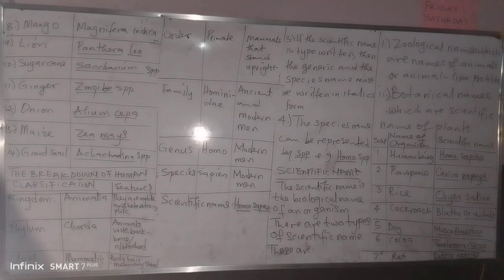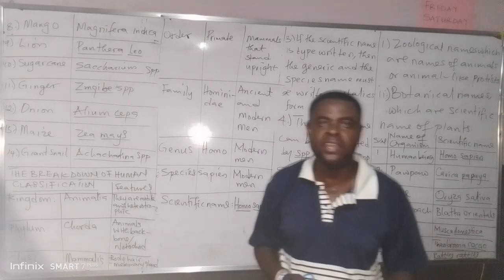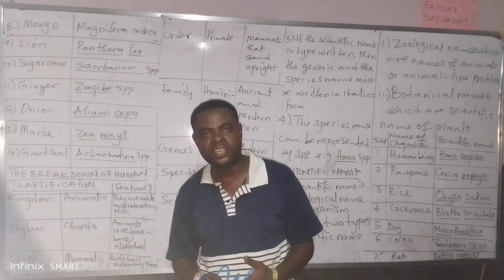That is all about binomial nomenclature. So the next thing to look at now is to talk about the various kingdoms created by Carolus Linnaeus. We'll do that in the next class.